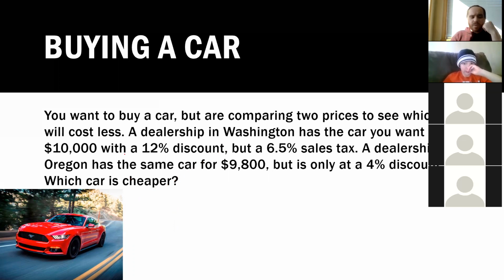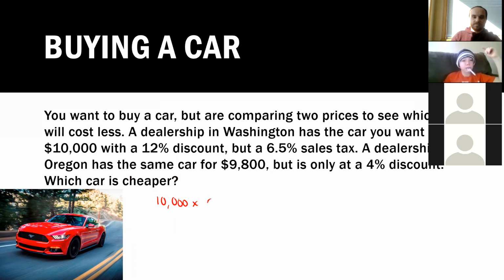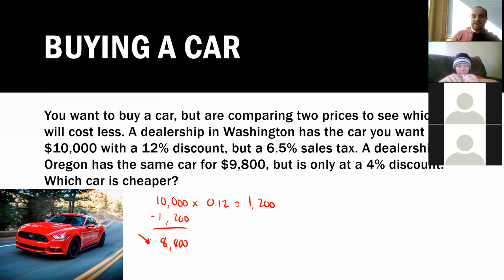But for the Washington car, the first thing we need to do is calculate our discount. So we do 10,000 times 12 as a decimal. What's 12% as a decimal? 0.12, which will give us $1,200. This is the discount, the amount we take off. So we subtract 1,200 from here, and we get $8,800. This is the effective cost of the car, but then we have sales tax.